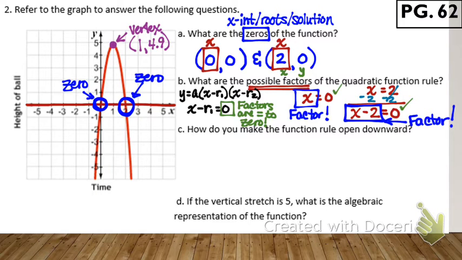All right. I notice that this parabola opens downward. What does that tell me about the equation when I think about a, h, and k? The a is negative.